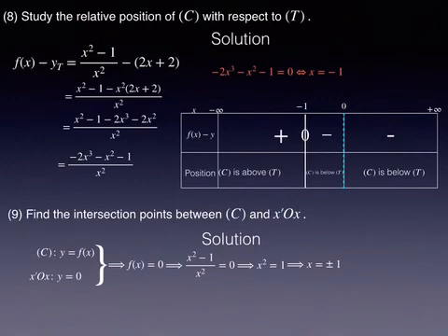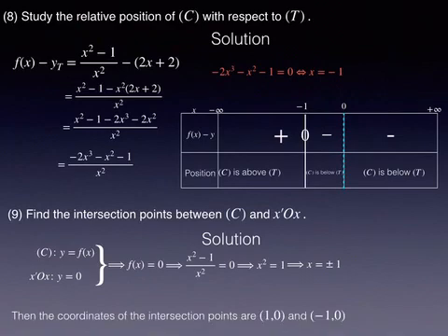The ordinates of the intersection points between curve C and x prime of x should be 0. Why? Because the equation of x prime of x is y equals 0. So the ordinate of the points of intersection should be 0. Then the coordinates of the intersection points, we have two intersection points, 1, 0 and minus 1, 0.